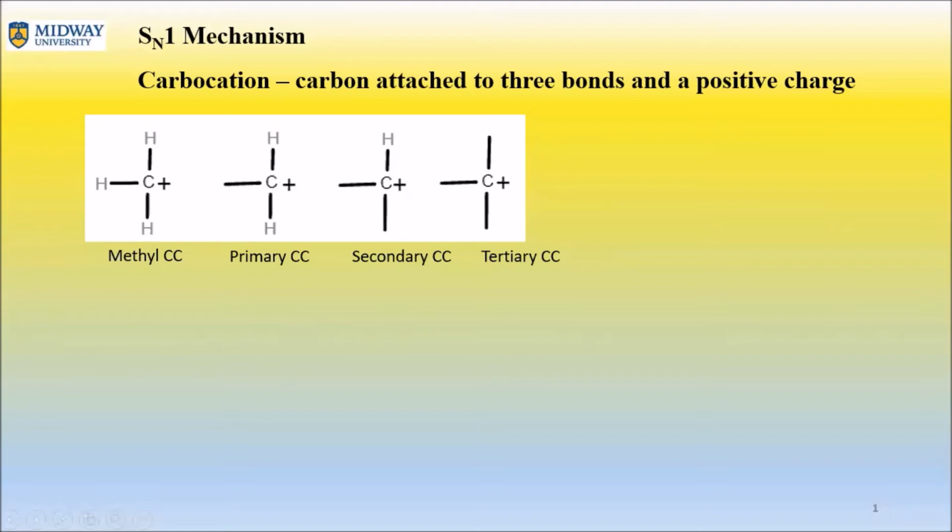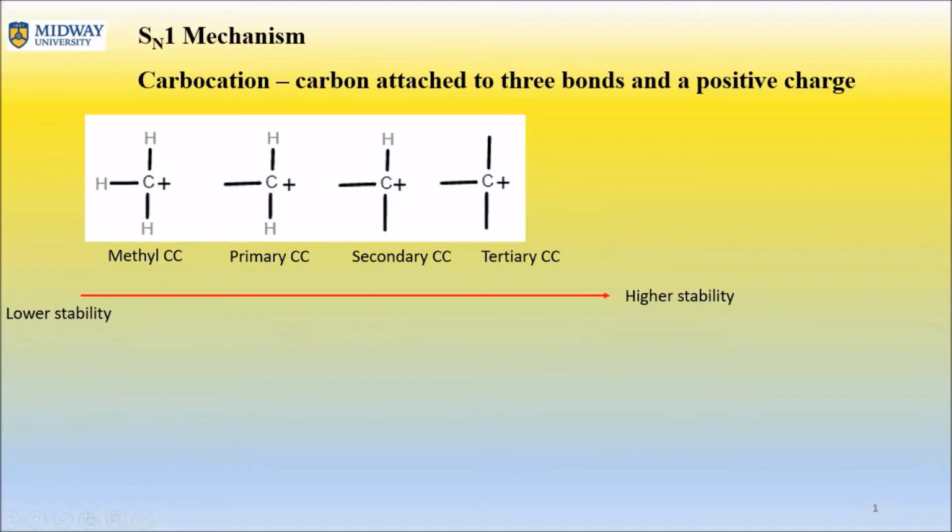A secondary carbocation is a carbon containing 3 bonds, 1 of them is a hydrogen, and you have a positive charge. A tertiary carbocation is carbon containing 3 bonds, none of them contains a hydrogen, and a positive charge. Now, why is a carbocation important? We could have had a carbocation for Sn2, but it doesn't. Why? Because of this. The tertiary carbocation is the most stable. Your methyl, primary and secondary are not that stable.